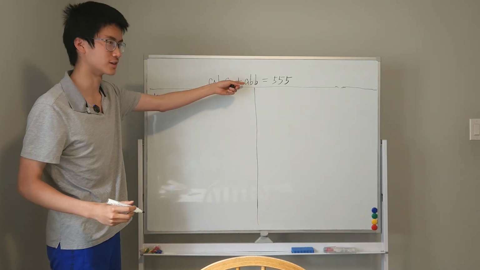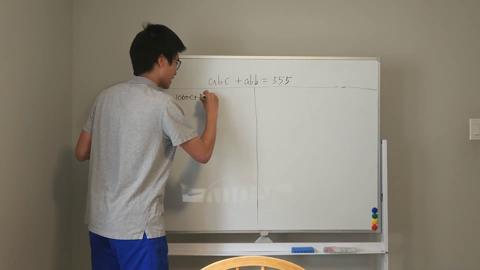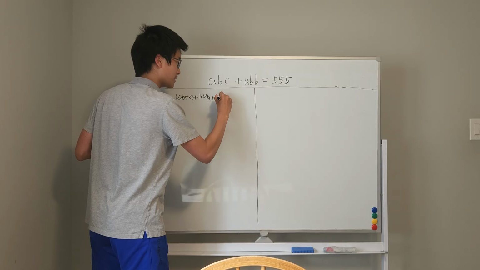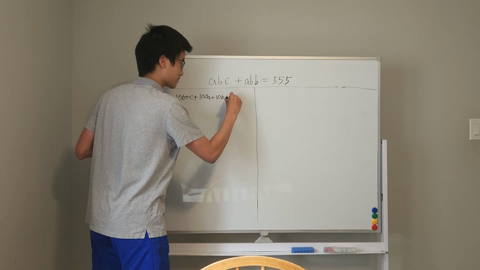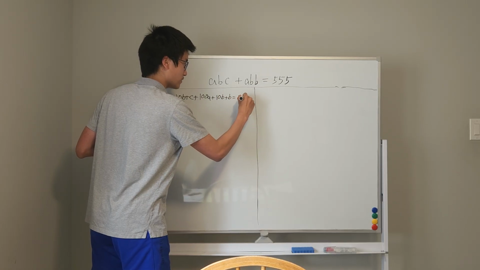And we do the same thing for this number. So we have 100A plus 10B plus B. And this equals 555.